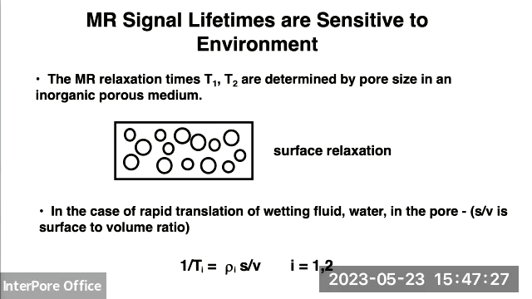So you see the equation at the bottom, it says that the inverse of the lifetime of interest depends on the pore size. We're going to use surface over volume of the pore as a proxy for size. And we have in front of that a surface relaxivity, which can be different for T1 and T2. So these two slides have shown us that the lifetimes are sensitive both to mobility and environment, and all of these things are going to be happening in the pore space of the shale.